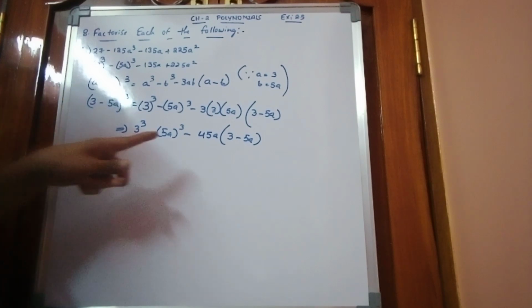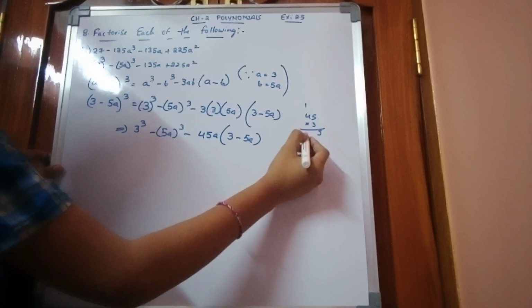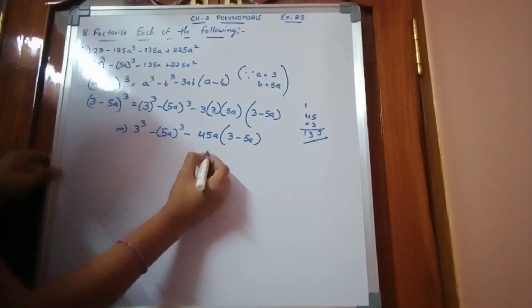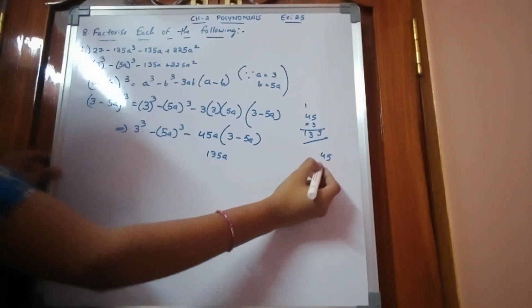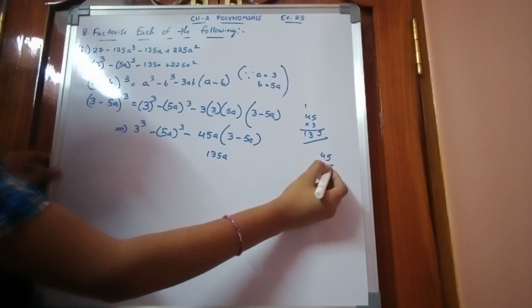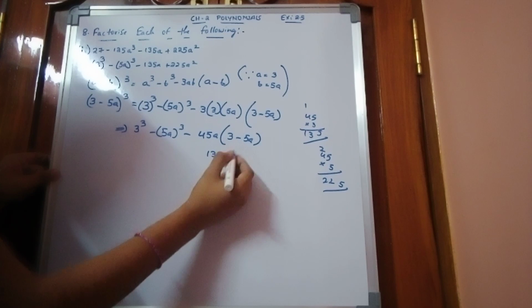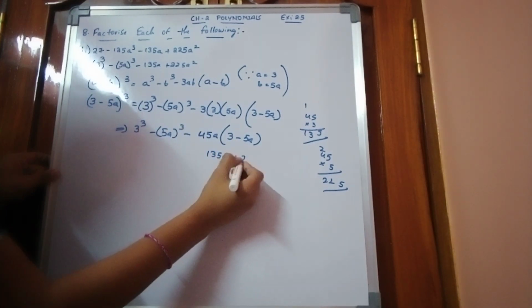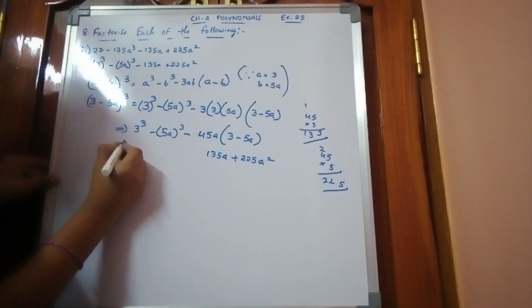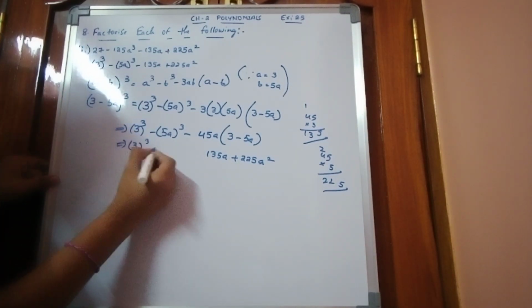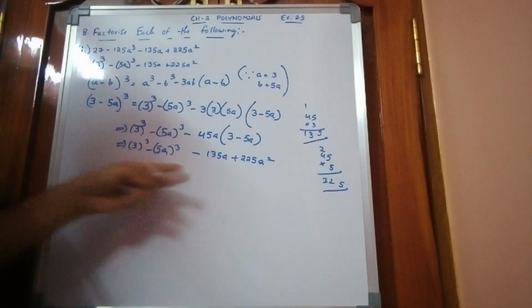Okay, now see here, 45 into 3: 5 3s are 15, 4 3s are 12, 13, 135. So we are getting 135a as it is, and minus 45 into 5: 5 5s are 25, 4 5s are 20, 22, 225. You are getting a into a is a square, minus into minus is plus, so minus 225a square. So we'll get as it is 3 cube minus (5a) whole cube minus as it is. So hence proved.